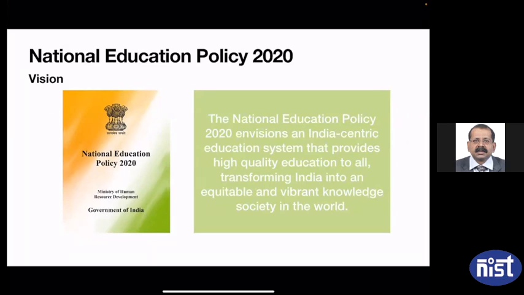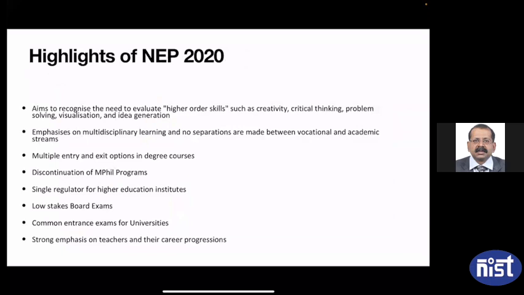He was attending all the meetings on national education policy, and most of them physical, because at that time the pandemic had not come and almost all meetings were physical. The concept of online meetings we are learning now, and it will probably have a major role to play in future education also. So this education policy envisions an India-centric education system which provides high quality education to all. And here, to all is a key part, and it hopes to transform India into an equitable and vibrant knowledge society in the world.